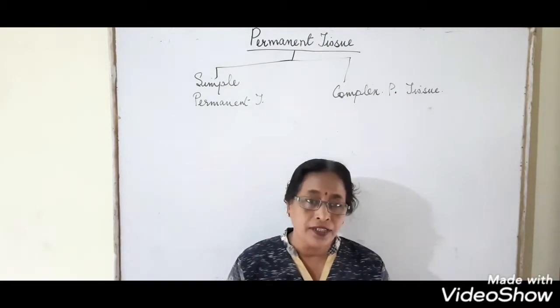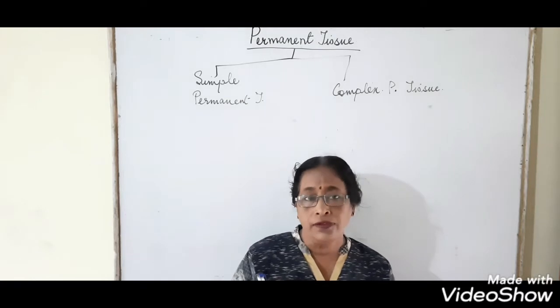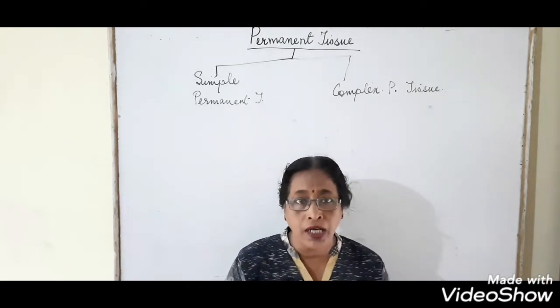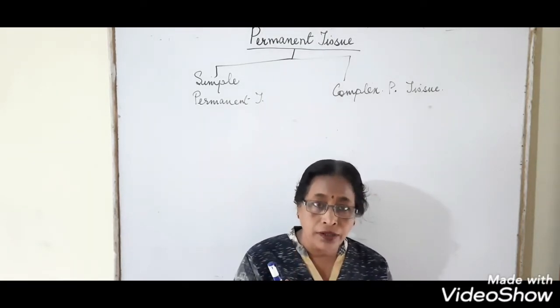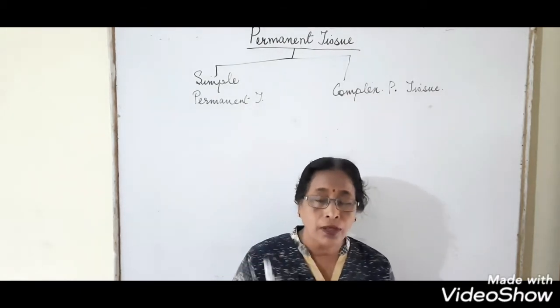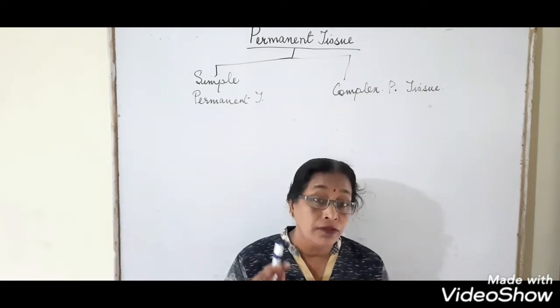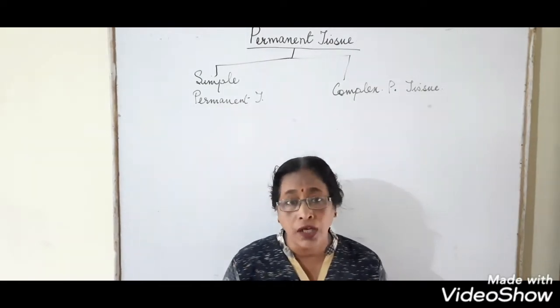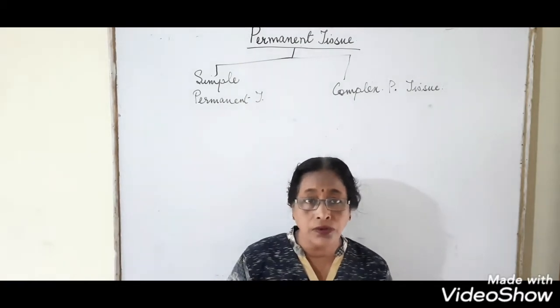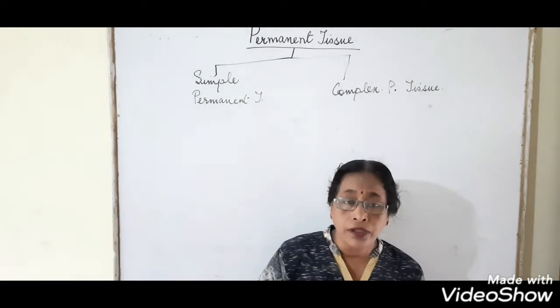In the previous class, we discussed about the plant tissues. We have seen that there are two types of plant tissues, the meristematic tissues and the permanent tissues. We have discussed about the meristematic tissues in detail. We have learned that meristematic tissues are also known as the growth tissues. Today we will discuss about the permanent tissues.